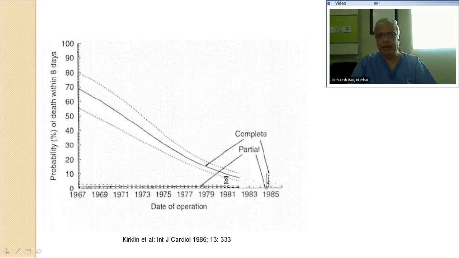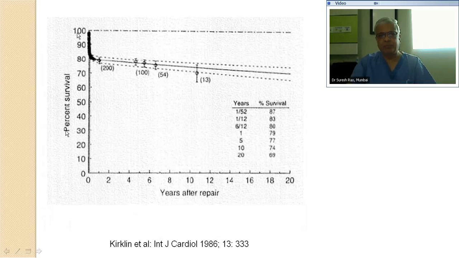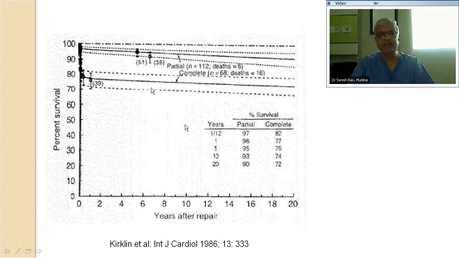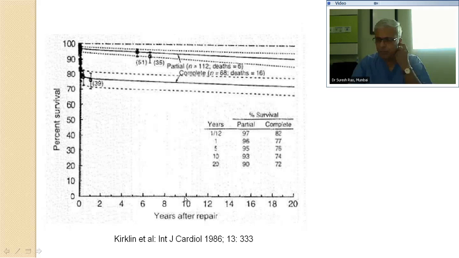And if you see this, the survival certainly, it's not a straight line, so there is some attrition as the follow-up duration increases, attributable mostly to the function of the left AV valve and to the left ventricular outflow tract obstruction, if at all it develops. And if you see here, partial AV canal obviously has a better survival than a complete AV canal over a long period of time, nearly about 90% survival over 20 years, and a little less in the complete AV canal. This is old data, but currently it is far better than this.